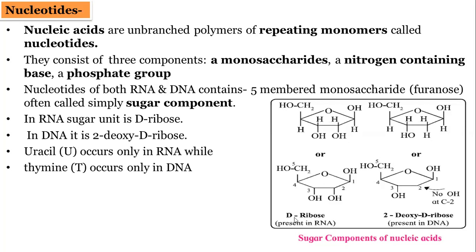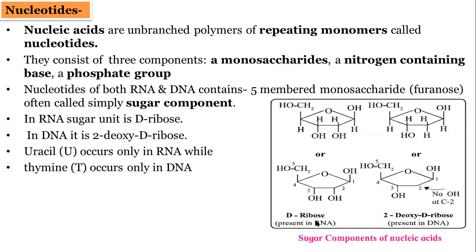So this is the structure of D-ribose, and this is the structure of deoxyribose. See the difference between these two structures. Deoxyribose means there is no OH at this position. That's why it is called deoxy D-ribose, because the OH on the second carbon is removed. That's why it is called deoxy.